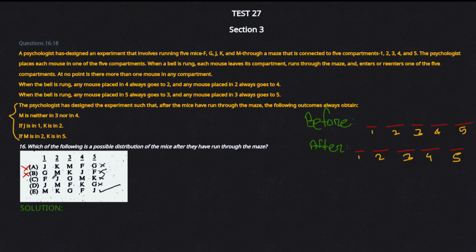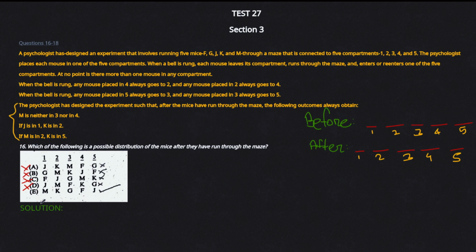Option C, we see F, J, G, M, K. With this one, M is neither in 3 nor in 4. We see that M is in fact at number 4 in option C, so it also violates the given condition, so it cannot be the answer. Option D, we see J, M, F, K, G. Once again, we have M at number 2, but K is not at number 5. So this one is not correct either. By the process of elimination, we're only left with E. So E will be the correct answer.